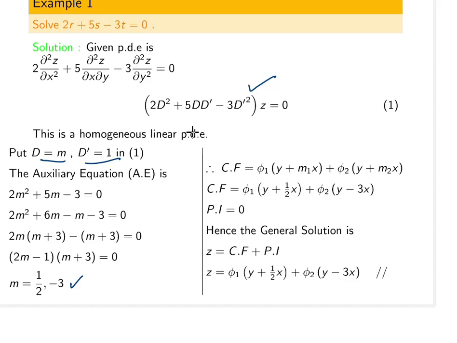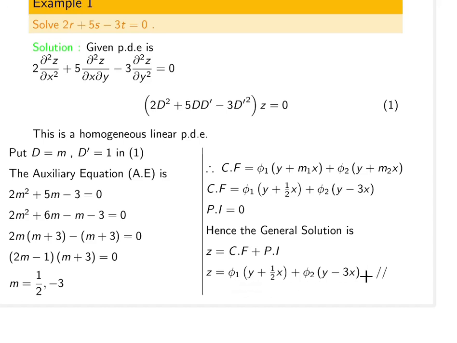Since the roots are non-repeated, we can take the formula φ1 of (y + m1x) + φ2 of (y + m2x). In the complementary function, replace m1 and m2, and we get the complementary function. Since the right hand side is 0, the particular integral is 0. Therefore, the complementary function plus the particular integral gives the solution.